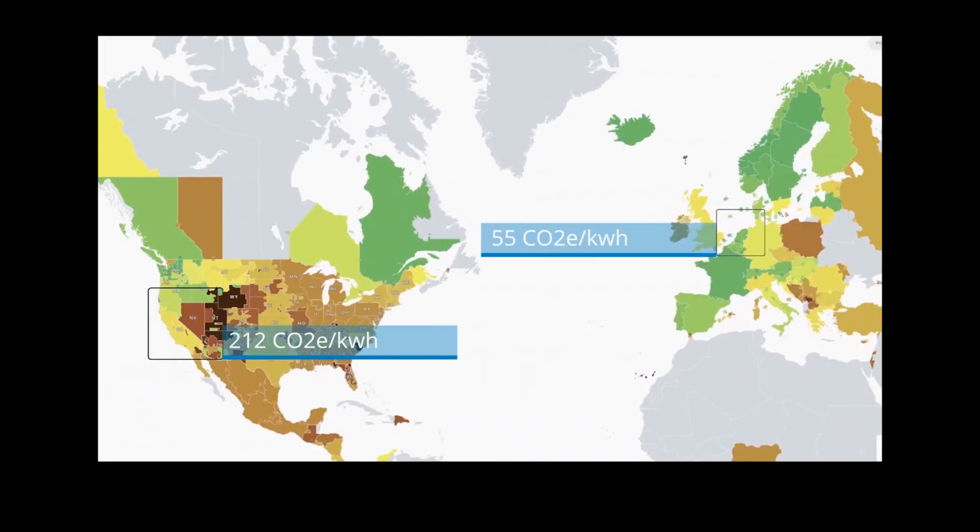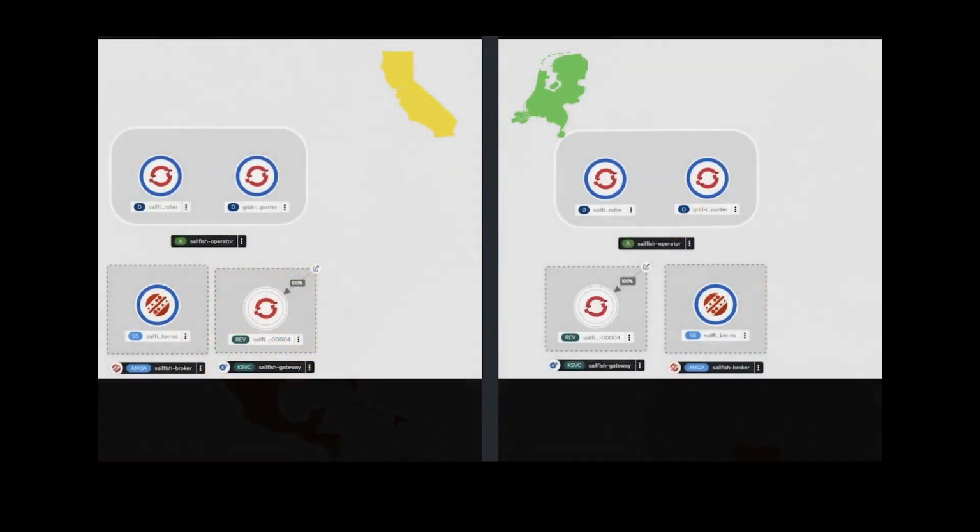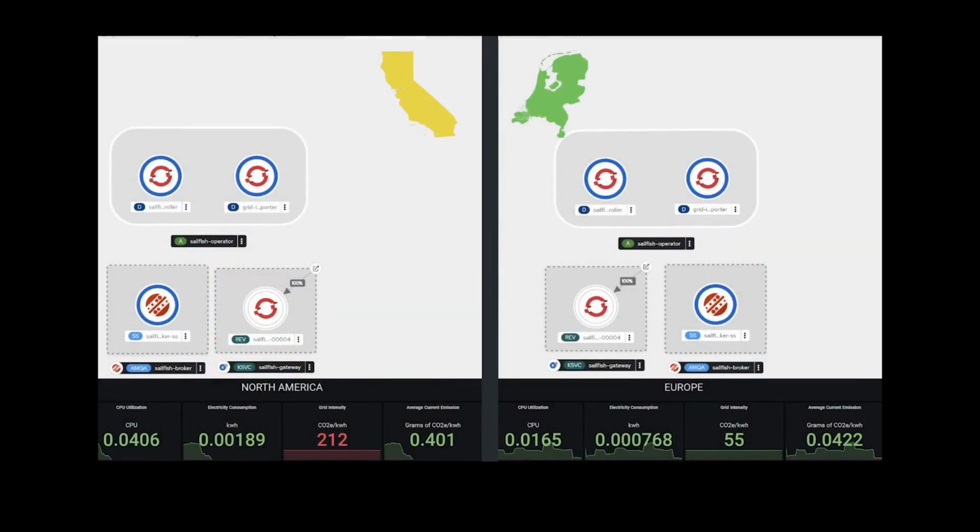The computations use a lot of data and also a lot of compute power, and therefore also a lot of resources. So what we're doing is we look at the grid intensity of the region where we perform the calculation as well as the grid intensity of another region. If that other region has a better grid intensity, then we move the workloads to that region to make it more sustainable. We see here two clusters, one in North America, one in Europe.